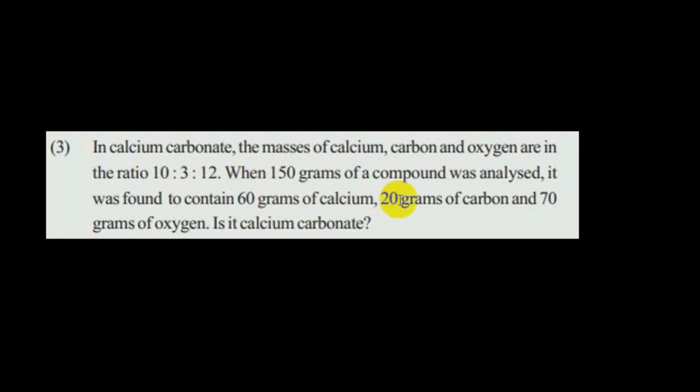When 60:20:70 is reduced, at that time, if that ratio comes to 10:3:12, or if we could express this ratio in the form of 10:3:12, at that time we can tell that the compound can be calcium carbonate. If it is not in this ratio, definitely it is not calcium carbonate, and so you have to check whether the ratio is same as that of this one. That part is left to you to do as homework.